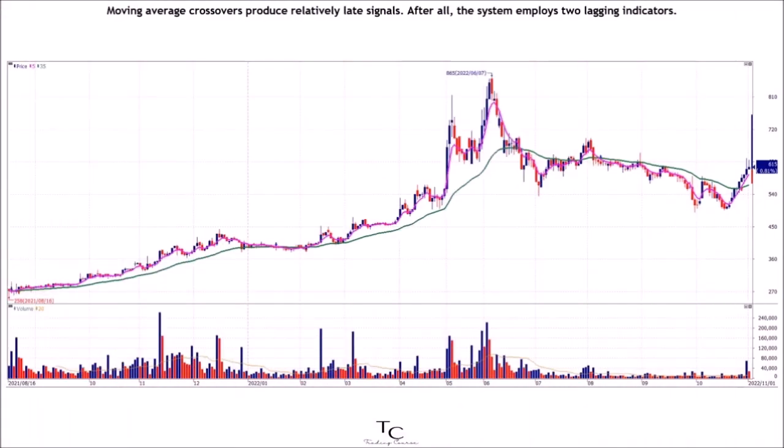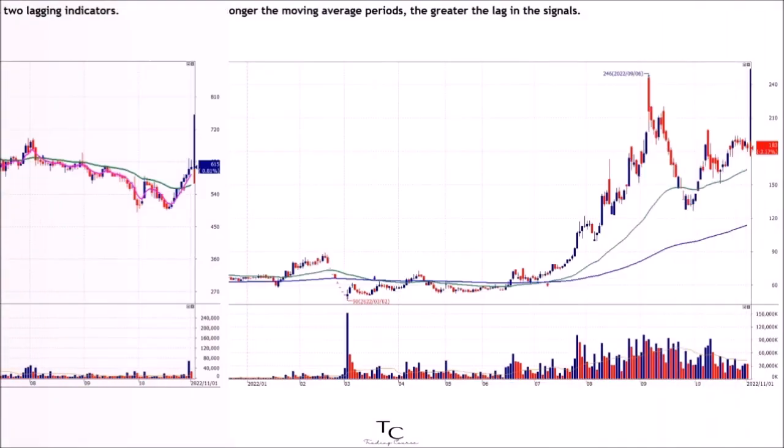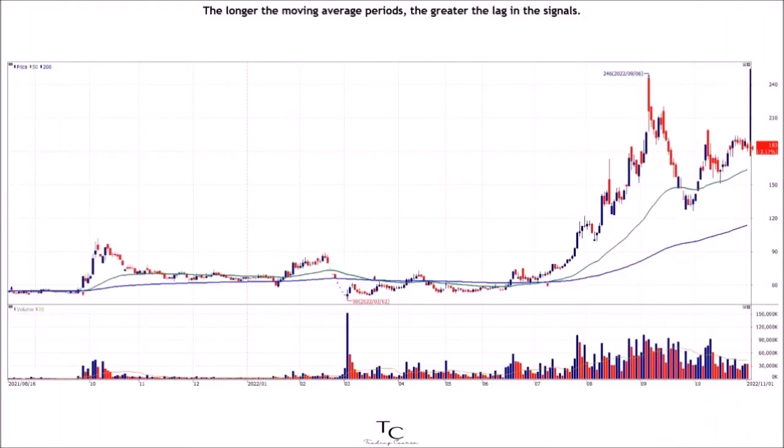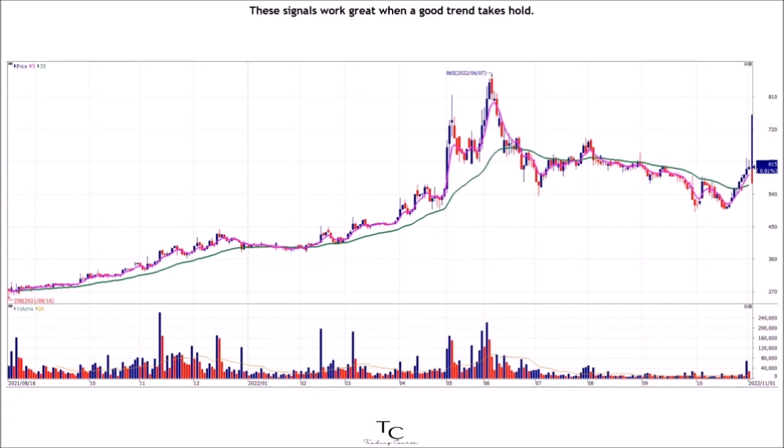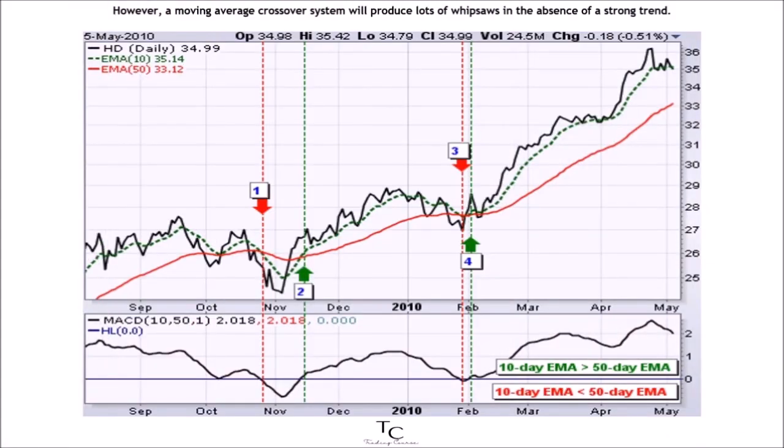Moving average crossovers produce relatively late signals. After all, the system employs two lagging indicators. The longer the moving average periods, the greater the lag in the signals. These signals work great when a good trend takes hold. However, a moving average crossover system will produce lots of whipsaws in the absence of a strong trend.